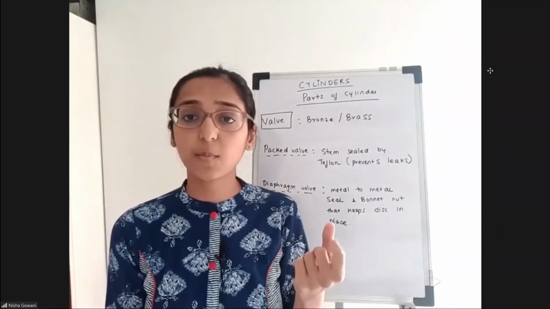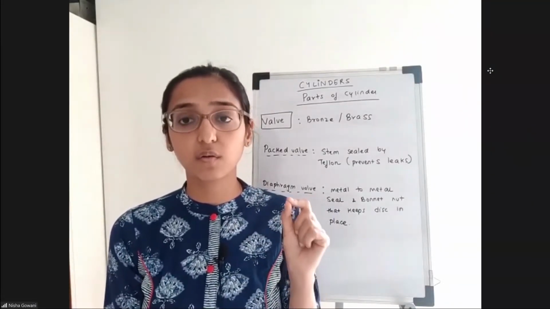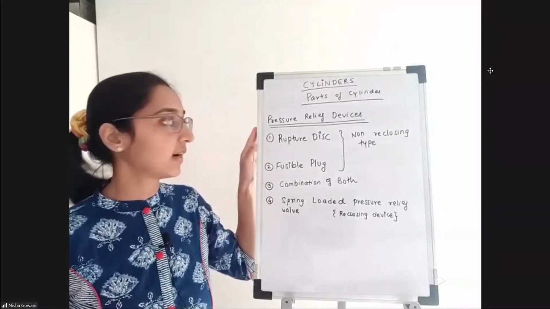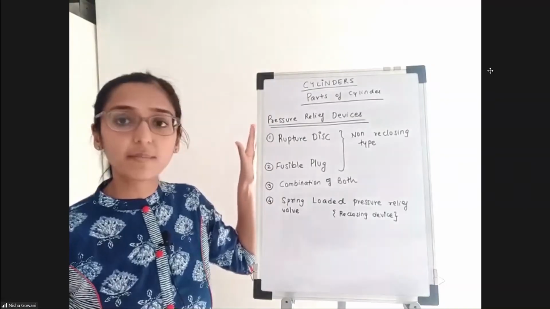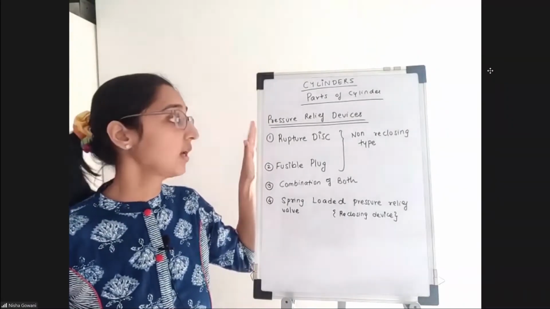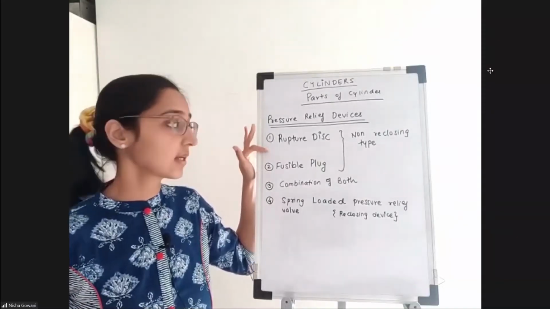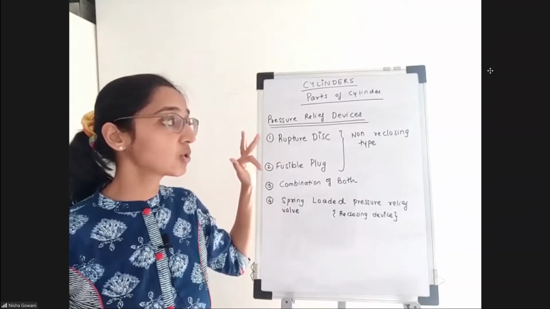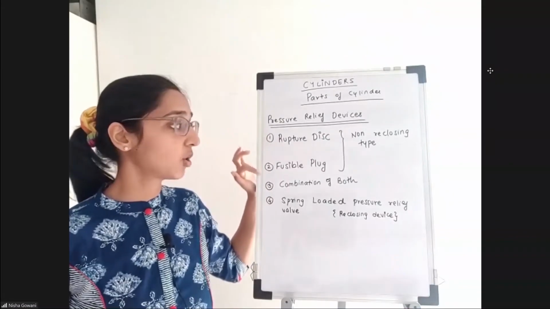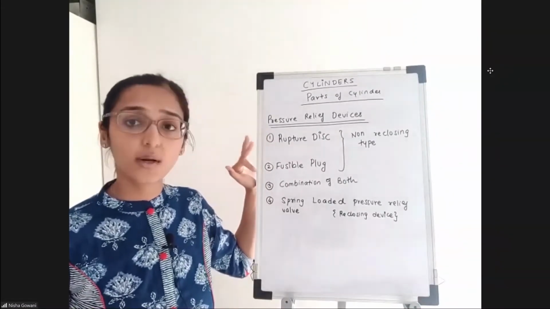Now let's go through some of the pressure relief devices of the valves. It is a protective mechanism for the cylinder to prevent excessive pressures within the cylinder. The first one is the ruptured disc, and the second is the fusible plug. These two are the non-reclosing type.